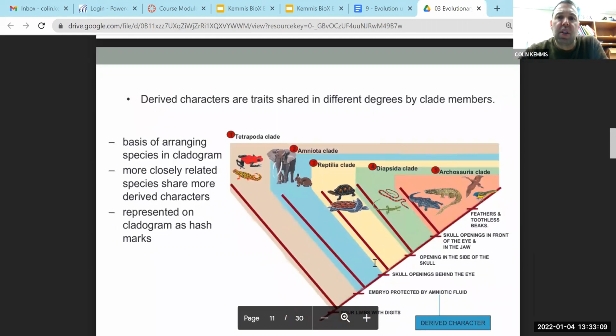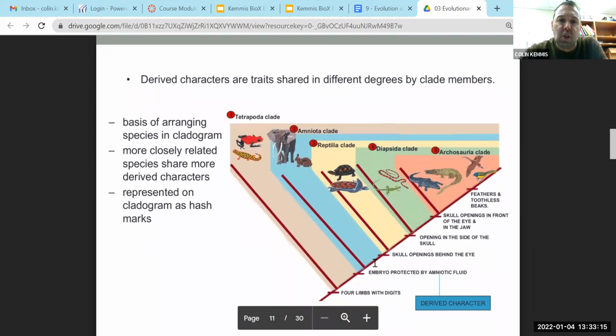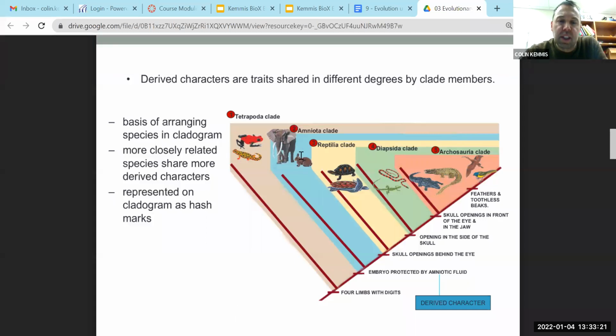Here's one from animals. Derived characters are traits shared by different degrees of clade members. So let's look at these. Here are the modern organisms. We have amphibians, we have elephants and rabbits. We have some reptiles and snakes. Okay, and you can see the different groups of organisms here and how they're related. And then why would we organize these this way? It's a little different. We're going to look at these based on their shared derived characters.